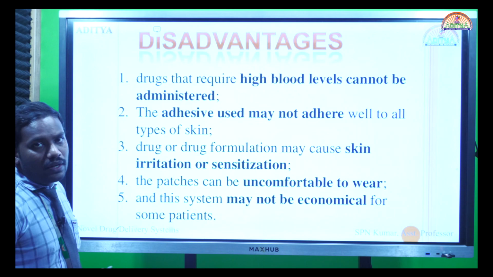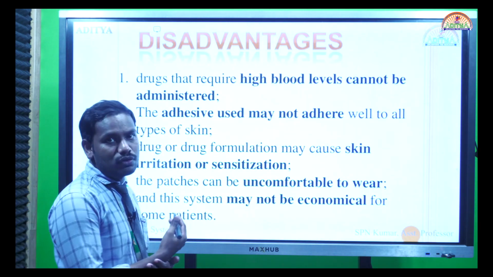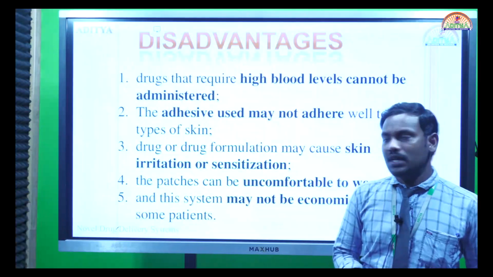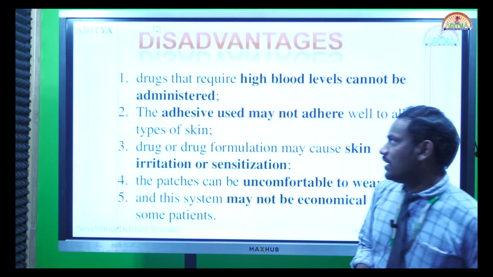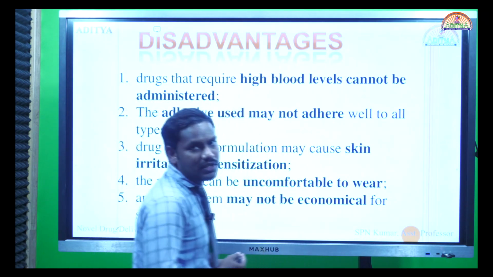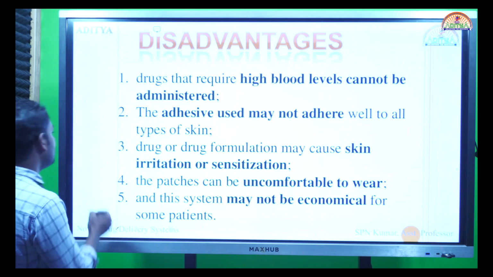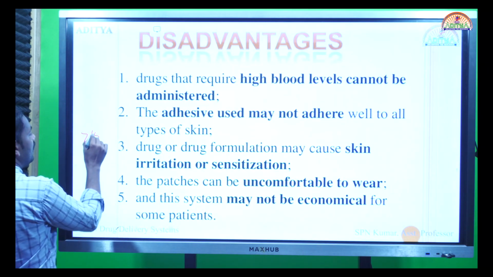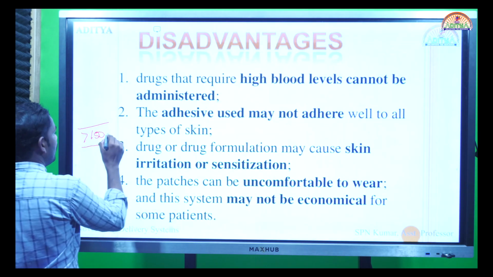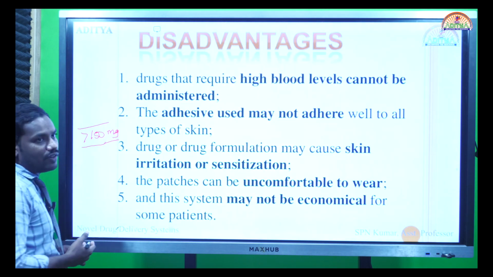Just like any other drug delivery systems, transdermal drug delivery systems also have disadvantages. So let us discuss some disadvantages. Drugs that require high blood levels cannot be administered. So TDDS is not suitable for drugs whose dose is more than 150 mg. According to Lipinski's rules, the maximum threshold value of the dose for a TDDS system is 150 mg. So what if your dose is more than 150 mg?